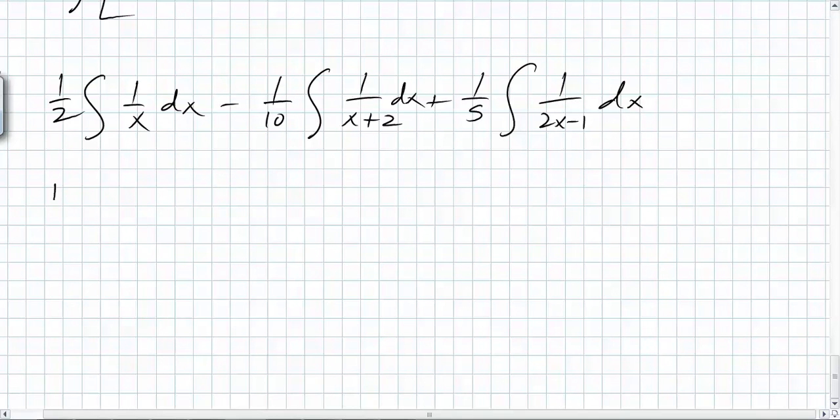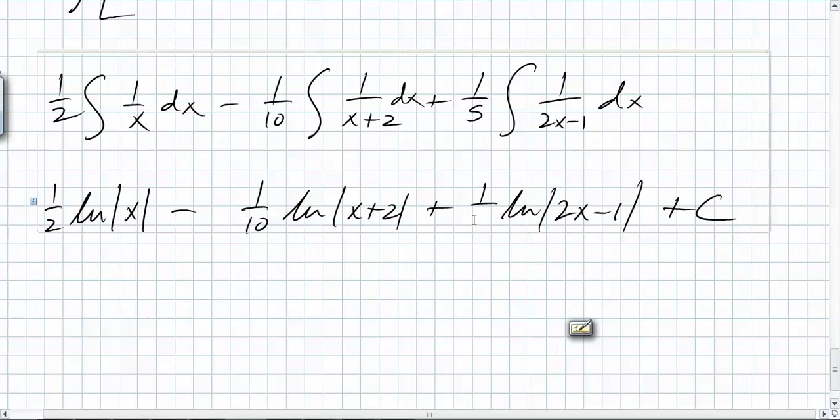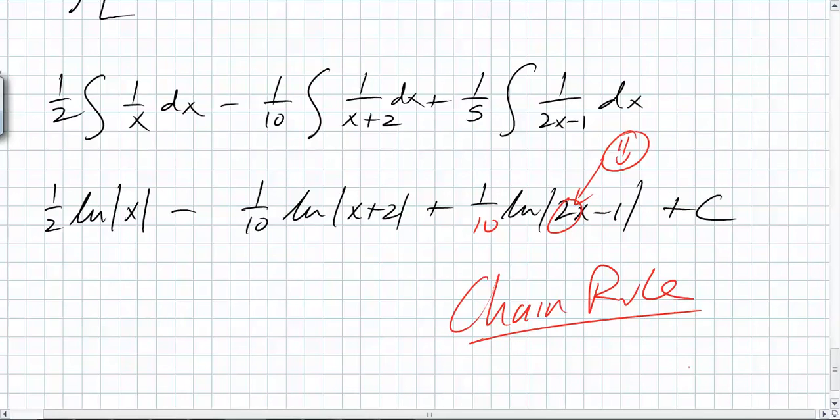Okay. So now what do you end up with? 1/2 of ln of x minus 1/10 of ln of x plus 2 plus 1/5 of ln of 2x minus 1 plus c. What does this have to be? 1 over 10, yes, because what's on the inside there? Because of this thing, right? Be careful. What's always in play? Chain rule is always around.